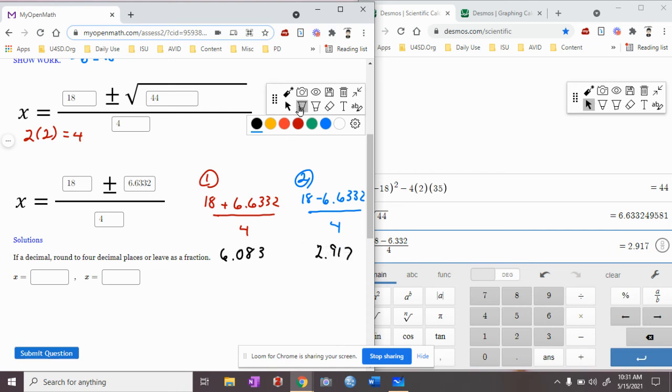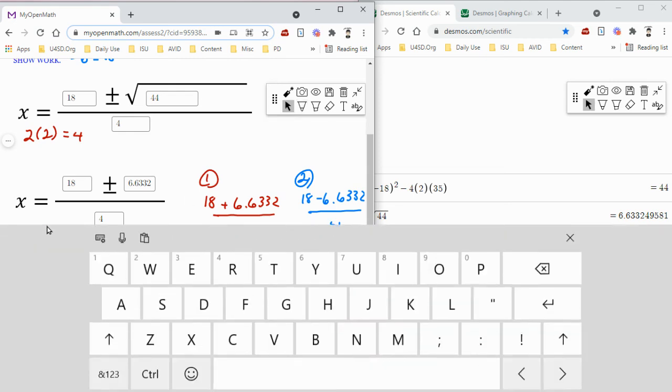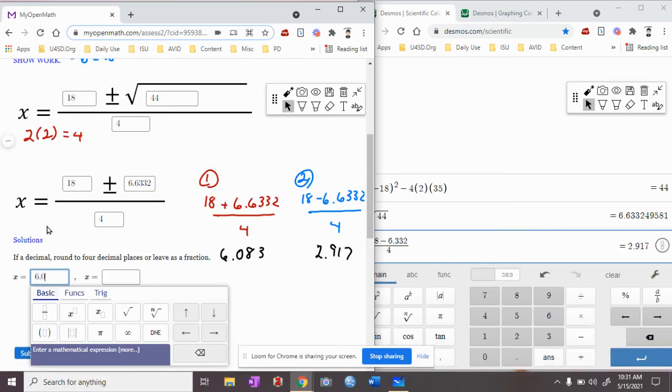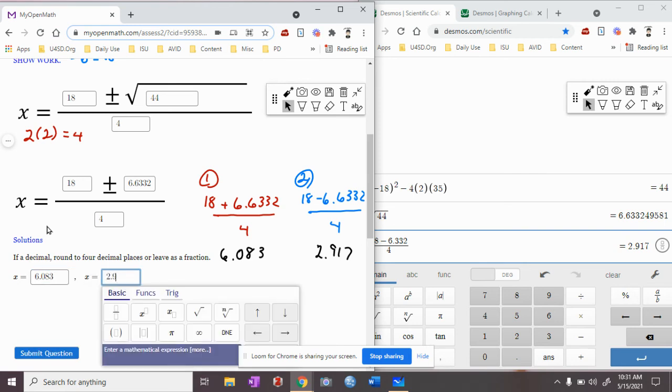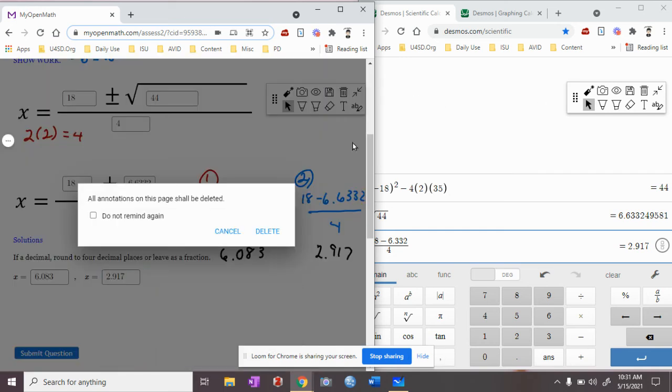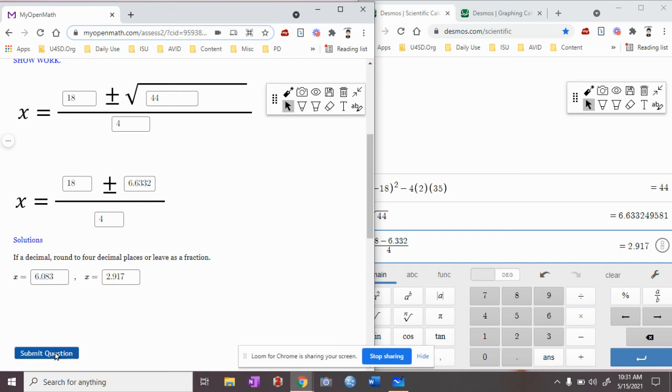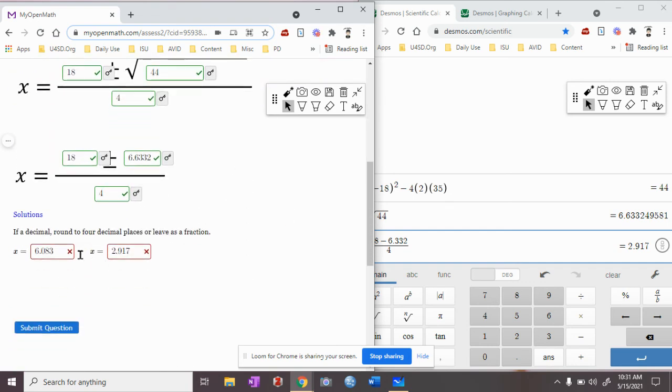All right. So that's not 4 decimal places, but that's okay. I'll just type in what I have. So 6.083 and 2.917. Okay. Clear that out before I hit submit. And it did not like those. Everything else is correct though. So this might be one of those where it really does want that 4th decimal place.